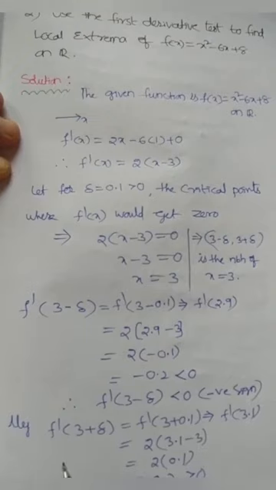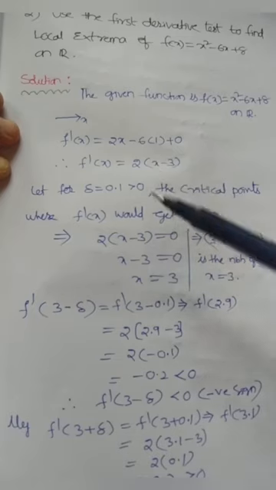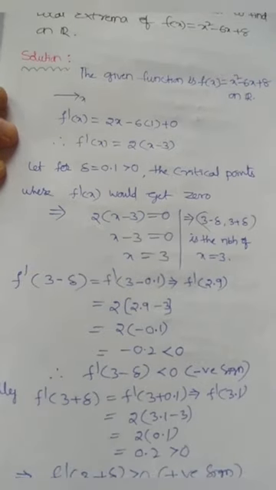Now similarly f dash of 3 plus delta we are going to check. So f dash of 3 plus 0.1 implies f dash of 3.1. In the f dash of x function, in place of x I am going to substitute 3.1. So 2 into 3.1 minus 3, that is 2 into 0.1, so 0.2. It is greater than 0. That implies f dash of 3 plus delta is greater than 0, so it is with a positive sign.